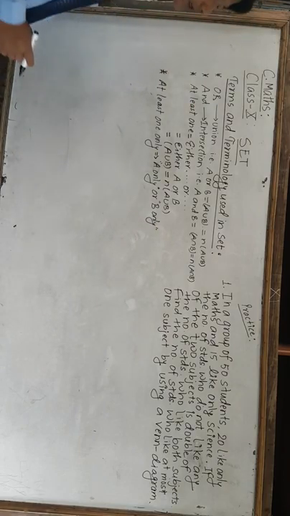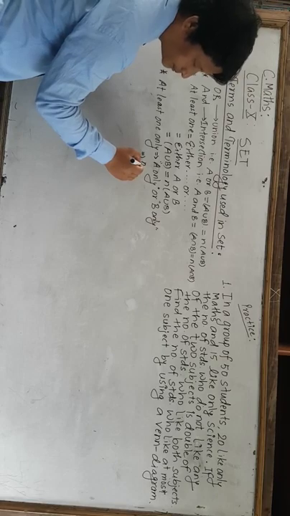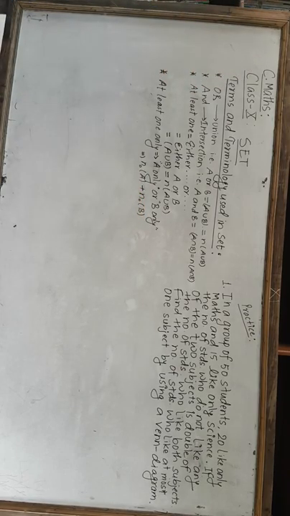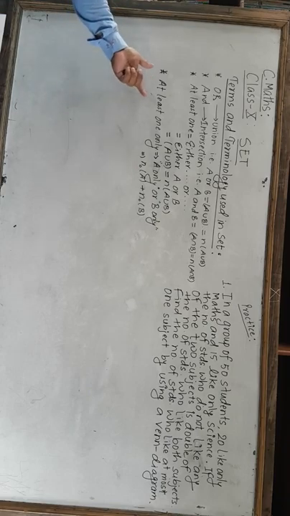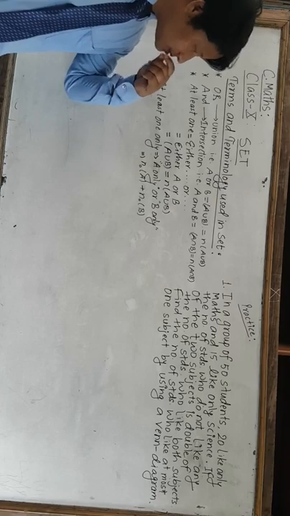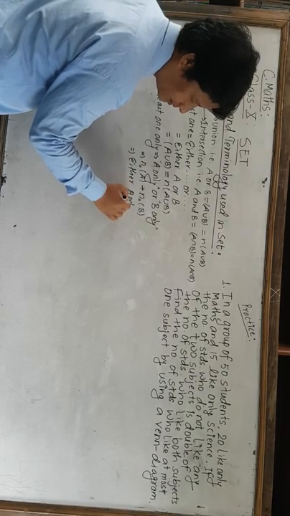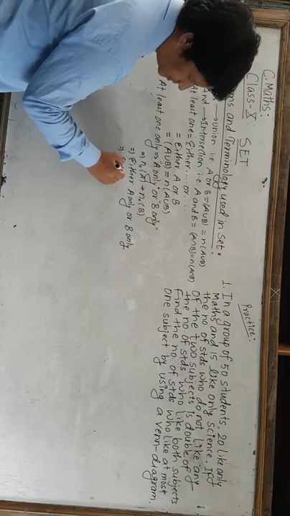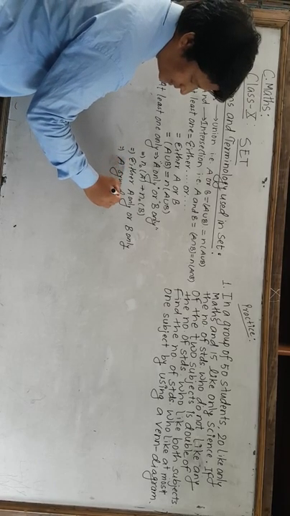At least one only. We can write here n(A) plus n(B), in this way. That means at least one only. So at least one only means either A only or B only. So that is symmetric difference, which means A symmetric difference B.